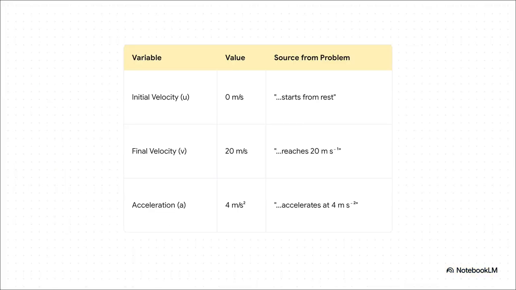Okay, so the problem statement actually gives us 3 really important clues. First, it says the car starts from rest. In physics speak, that means its initial velocity, which we call u, is 0. Simple enough. Next, it reaches 20 meters per second. Boom! That's our final velocity, v. And finally, it accelerates at 4 meters per second squared. That's our acceleration, a. And just like that, we have all our knowns.